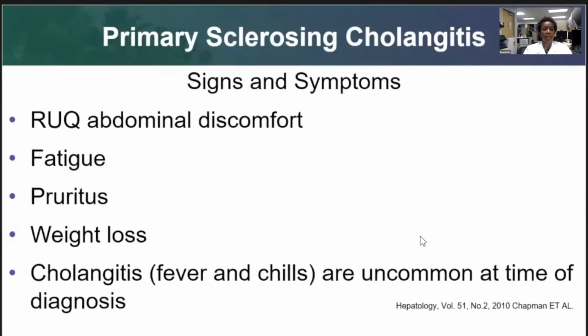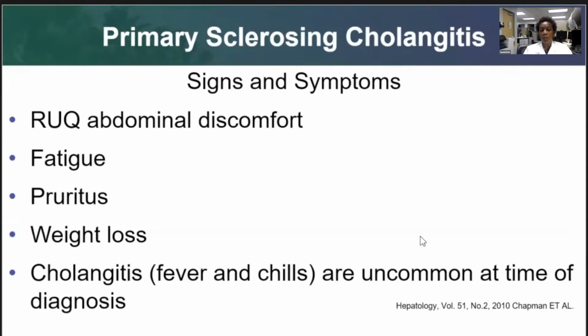Signs and symptoms of PSC: right upper quadrant discomfort, fatigue, pruritus, weight loss, and cholangitis, which is fever and chills. Please know that that is not a common presentation for diagnosis. Usually a patient will come in and have some abnormal liver tests, usually the alkaline phosphatase, and that will require workup, including imaging, and that is how PSC is diagnosed.